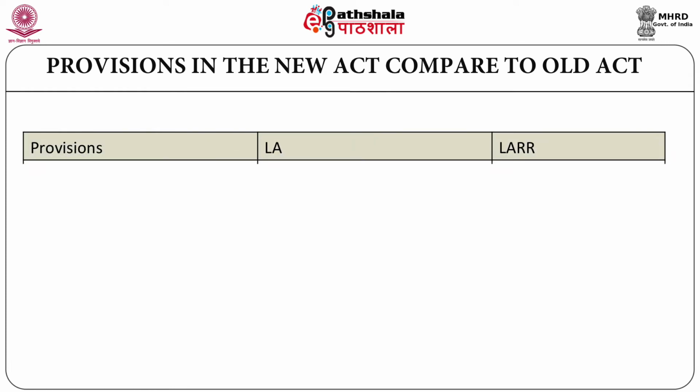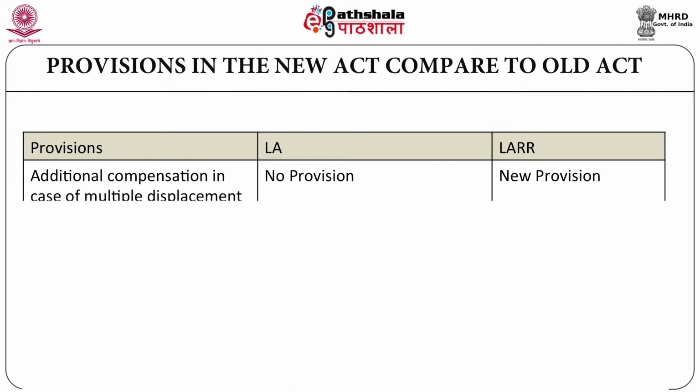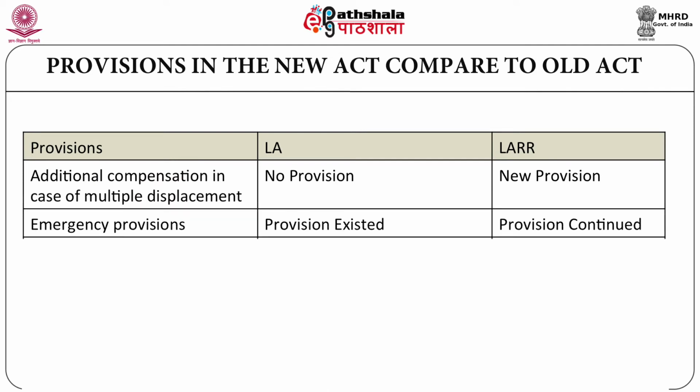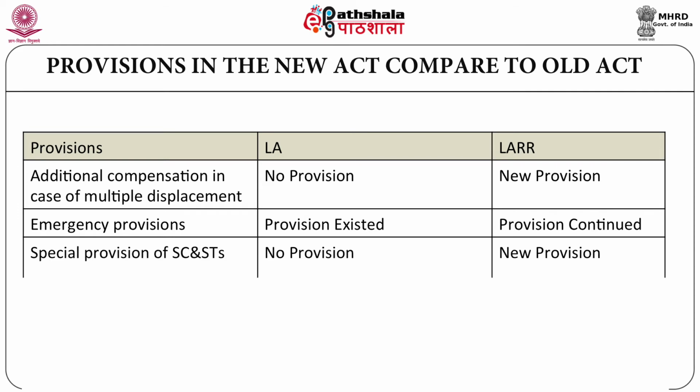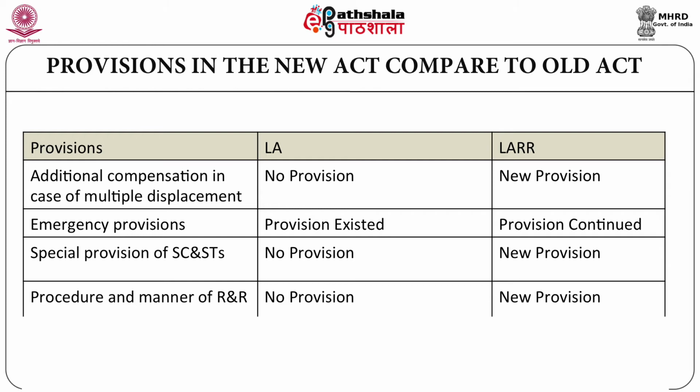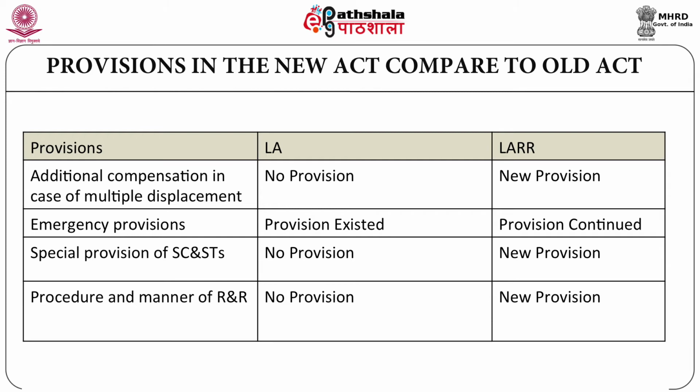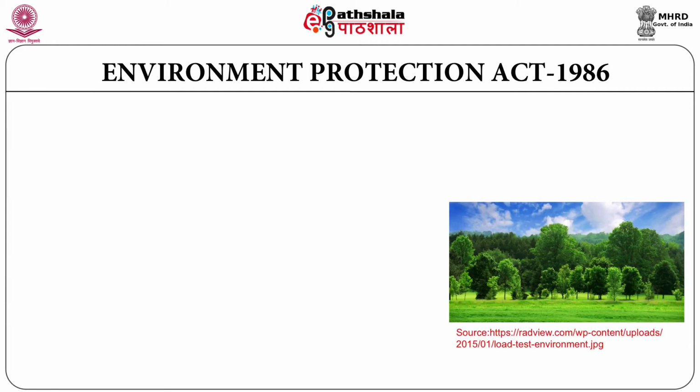Now, regarding the additional compensation in case of displacements, in the LARR Act there was provisions, whereas the old Act did not have any such provisions. Land Acquisition Act of 1894, as I stated, the compensation was depreciated, whereas in the new Act it was rectified, and we find that compensation equal to 4 times the market value is provided for lands acquired from rural areas, whereas twice the market value is provided for lands acquired in urban areas.